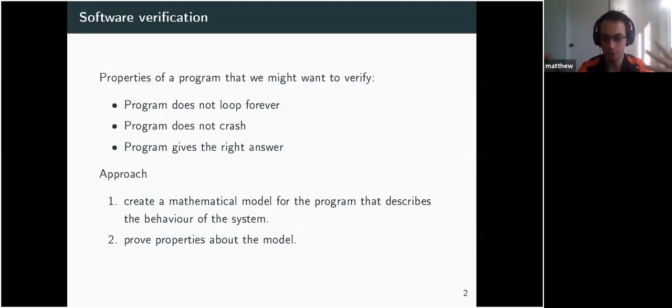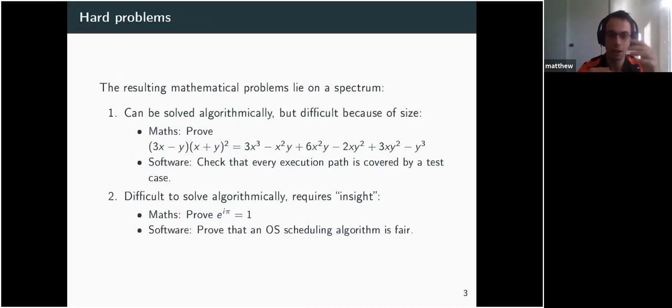So you compile down, well, you take your program and you take your property that you want and you generate a mathematical model for it. And the resulting mathematical problems, of proving whether this property of your program holds or doesn't hold, or proving whether your mathematical proof is right or it's not right, can broadly lie somewhere on the spectrum with two ends. At one end of the spectrum, you have problems that can be solved algorithmically, but are very difficult for humans to do or to confirm because of their size.